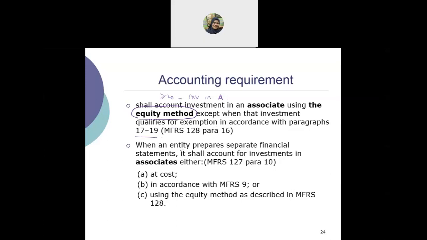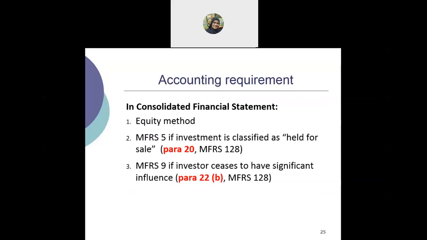When an entity prepares separate financial statements, it shall account for the investment in associate either at cost, or in accordance with MFRS 9, related to financial assets, or using the equity method. So you have 3 methods here, but most of the time we are using the equity method to account for investment in associates. In the consolidated financial statements, we are using the equity method. If the asset is held for sale, then we put the investment under held for sale. And if it relates to financial instruments, we refer to MFRS 9.